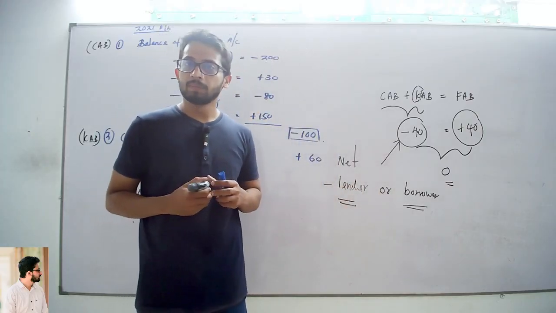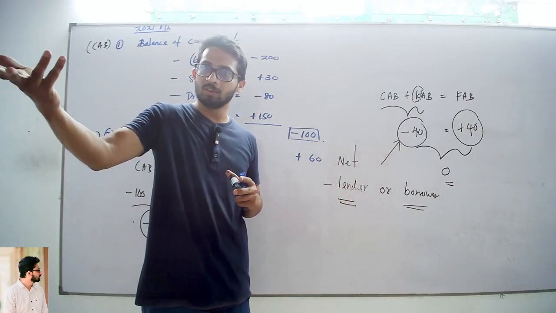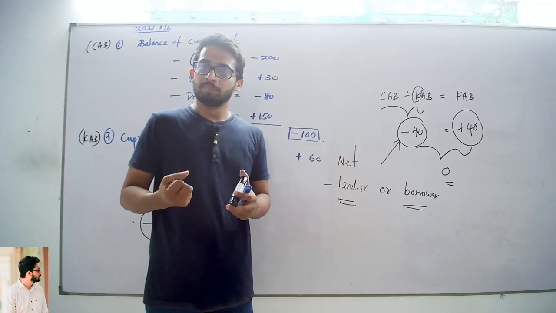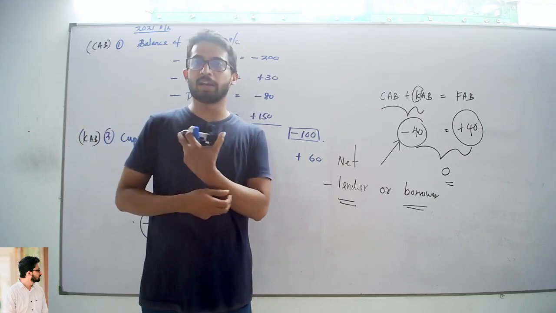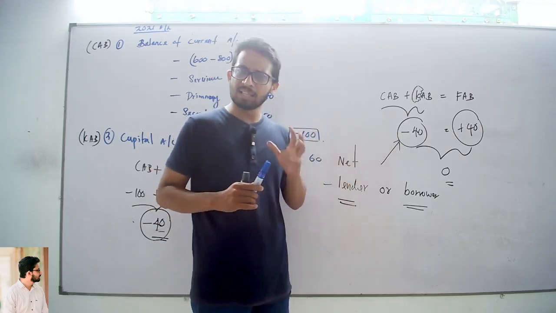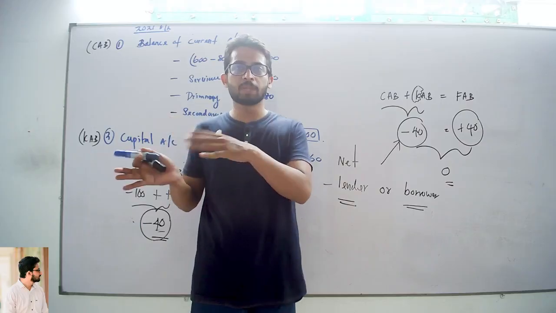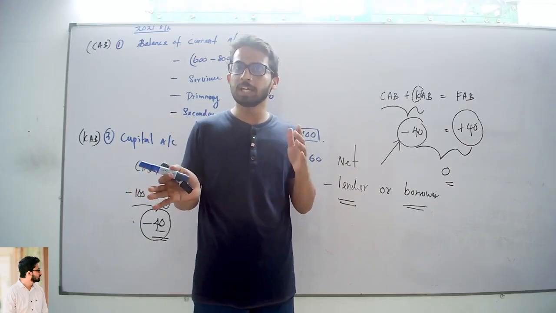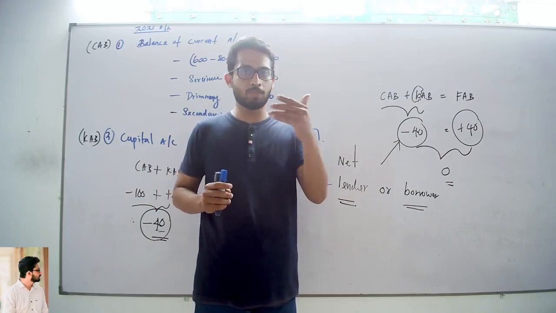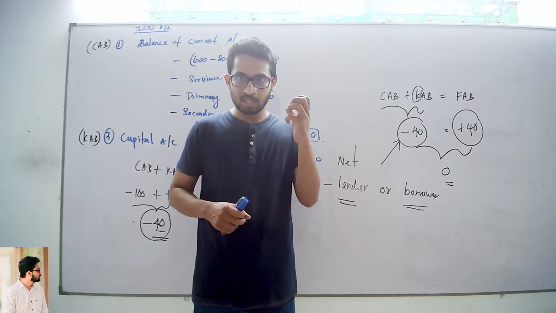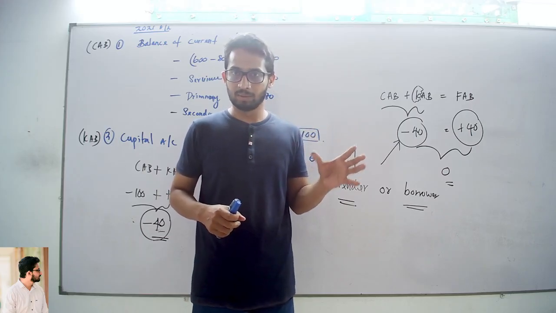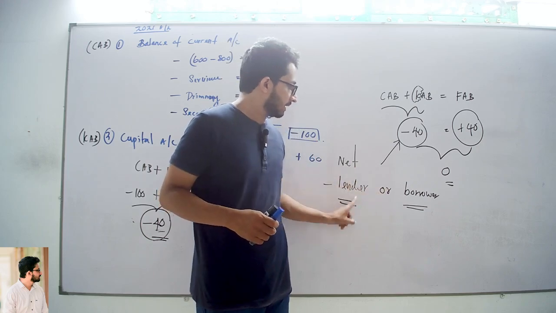A lender is a person who provides loans to other people. A borrower is a person who takes loans from someone else. Listen, this is a really important point. This is the last part of the balance of payments statement, excluding the overall balance. Overall balance will be explained next. That is the only part that I haven't touched on. Net lender or net borrower.